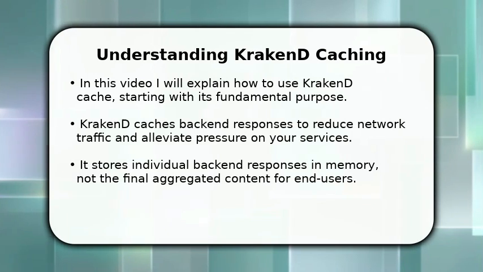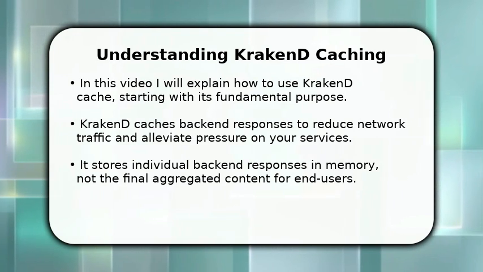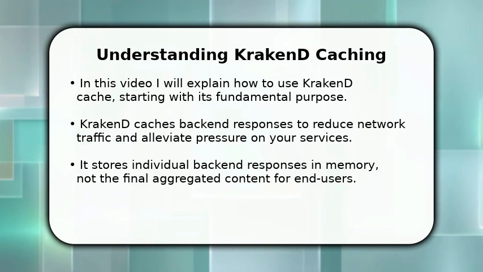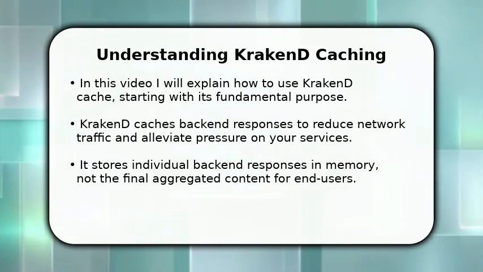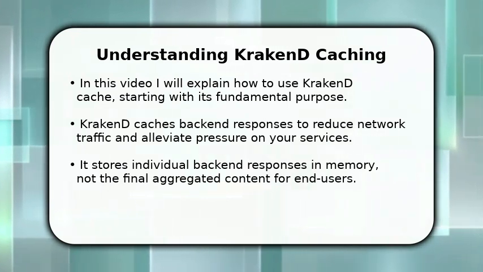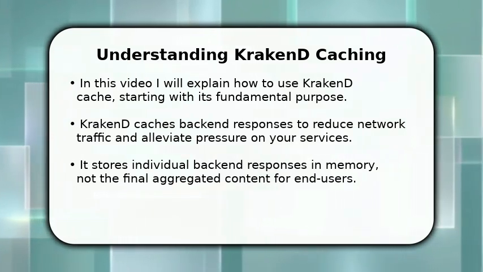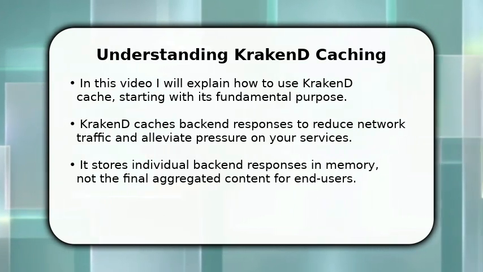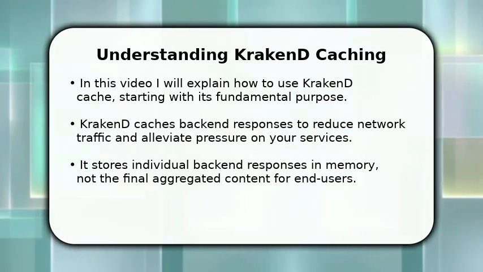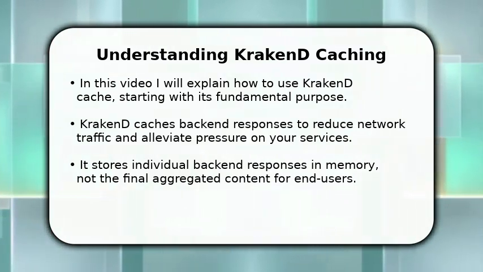In this video, I will explain how to use KrakenD cache, starting with its fundamental purpose. KrakenD's caching stores backend responses in memory, significantly reducing network traffic and easing the load on your services. It focuses on caching individual backend responses, not the final aggregated content delivered to end users. This approach aligns with standard HTTP 1.1 caching rules, ensuring reliable and efficient performance. Understanding these basics is key to leveraging KrakenD effectively for improved API gateway performance.